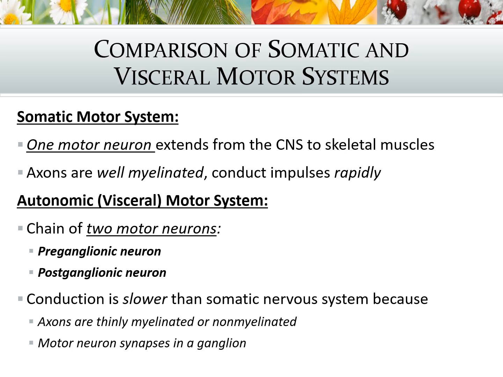Also, we have to synapse, right? So we have two motor neurons in a chain, so that's going to slow us down too, because we have to go through that ganglion before we reach our effector gland or organ.